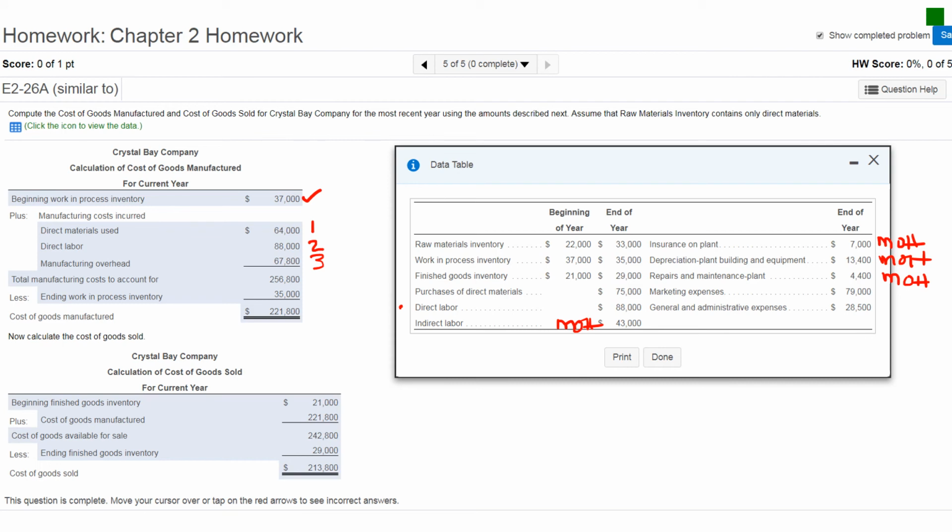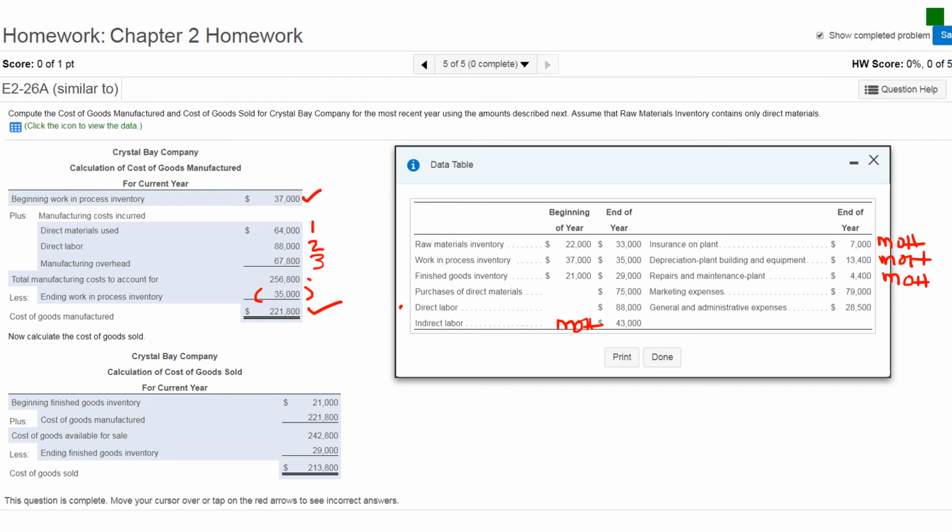So you would have had to add 43,000 plus 7,000 plus 13,400 plus 4,400. That's where you're going to get this $67,800 for your manufacturing overhead. Once you add that to beginning work in process, you get your total cost to account for. You then subtract out your ending WIP. You then get $221,800, which is your cost of goods manufactured.